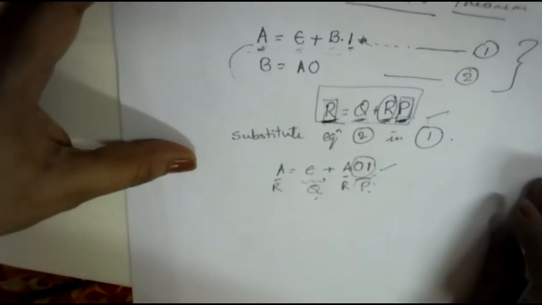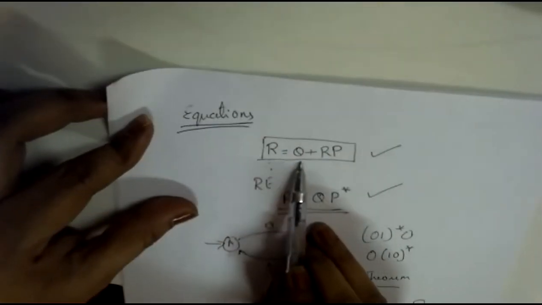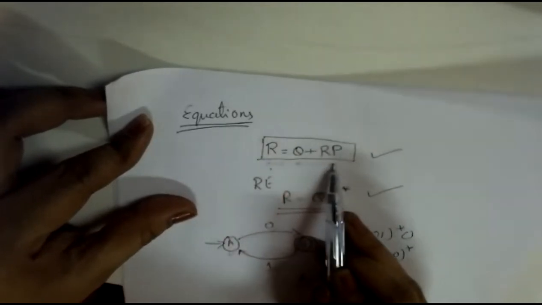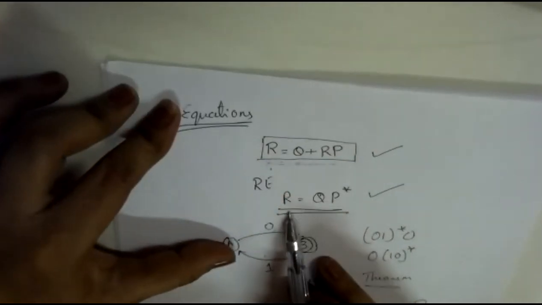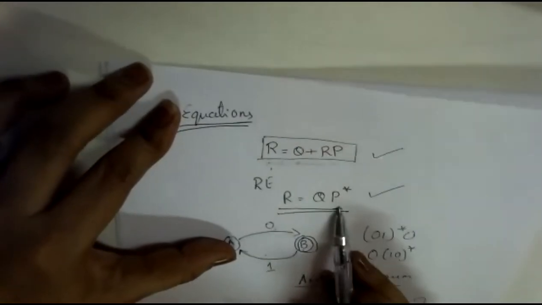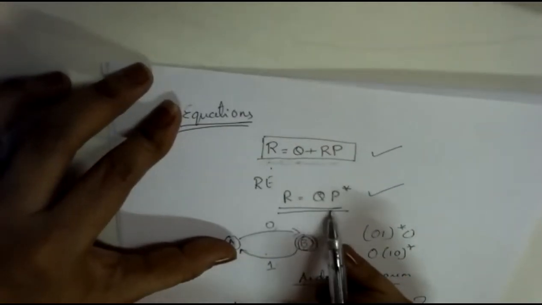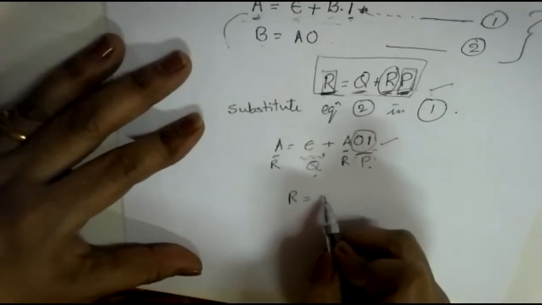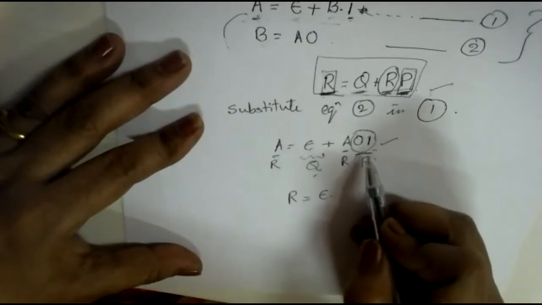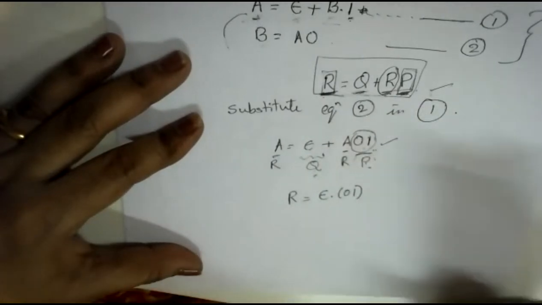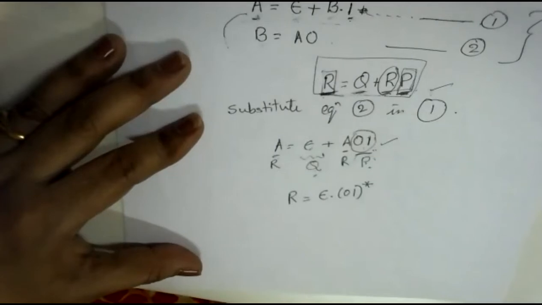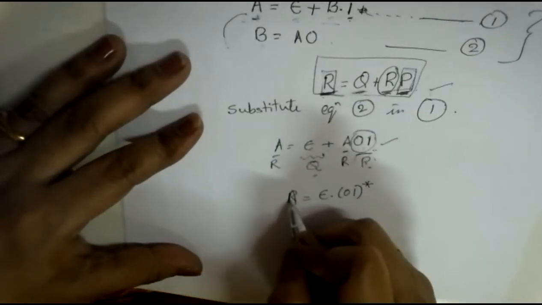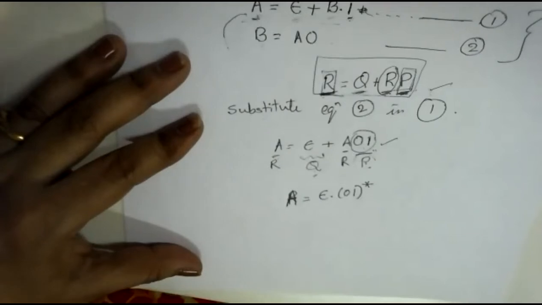Now, what Arden's theorem says is, if you get the equation in this format, you can write the equation in the form R is equal to QP star. So if I take this, what will be my R here? R is equal to Q P star. Q is epsilon, right? P is 0, 1, so P star is 0, 1 whole star. So A is equal to epsilon dot 0, 1 whole star, which is equal to 0, 1 whole star.